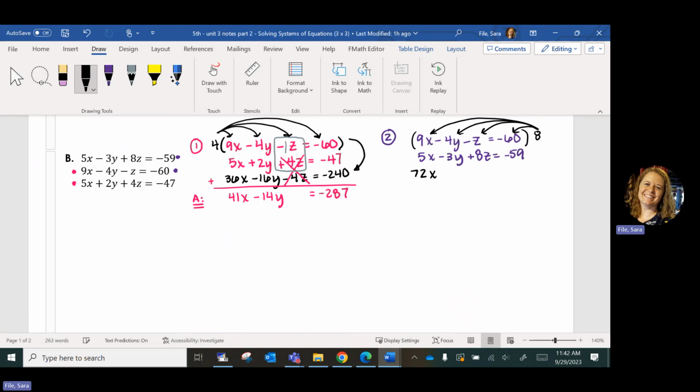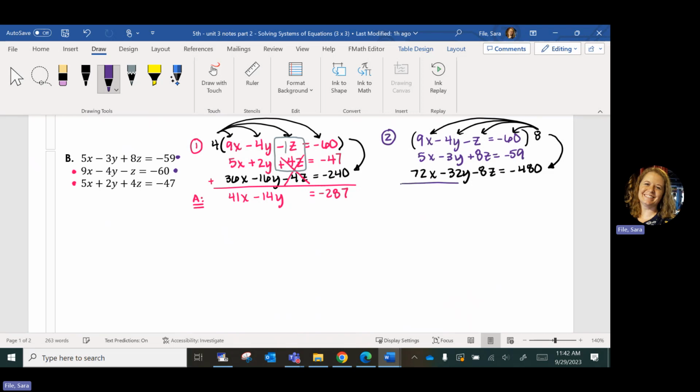Okay, and then that will be minus 32y minus 8z equals negative 480. So I went from that line to this line. That's my new equation after multiplying by 8.